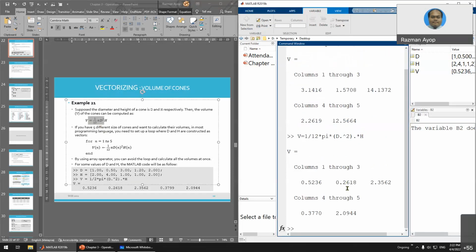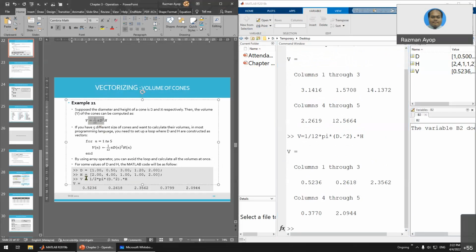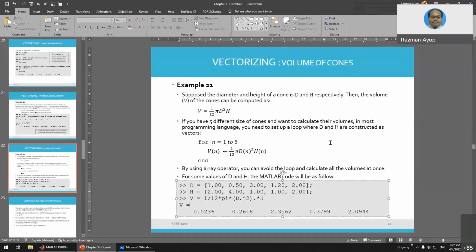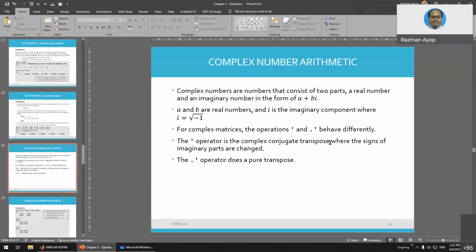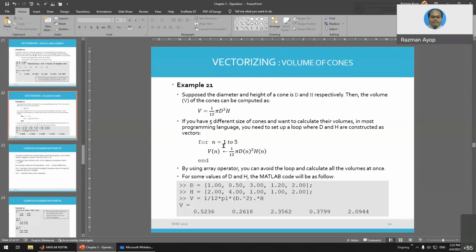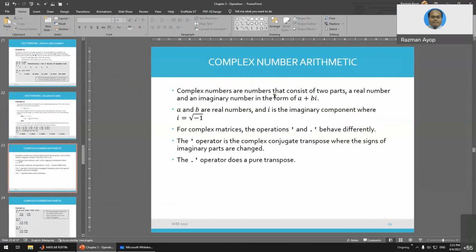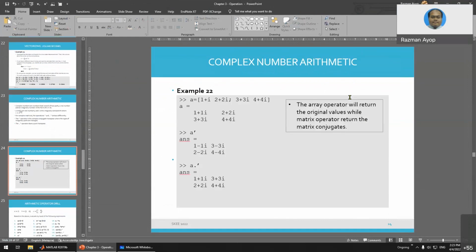So you get the answer. It should be 12 for this case. Check back the formula, of course, but no need to worry. The formula is not the important one, because this is a programming class. You just need to use the formula to convert it into MATLAB coding. So how about complex numbers? I already showed you how to use normal numbers. Now we move on to complex numbers.